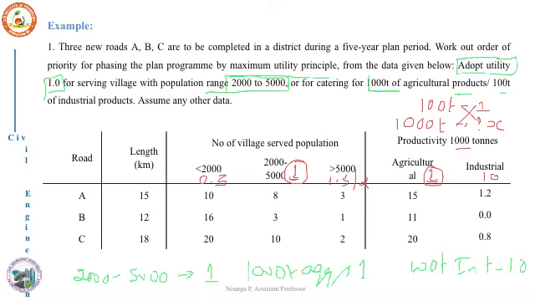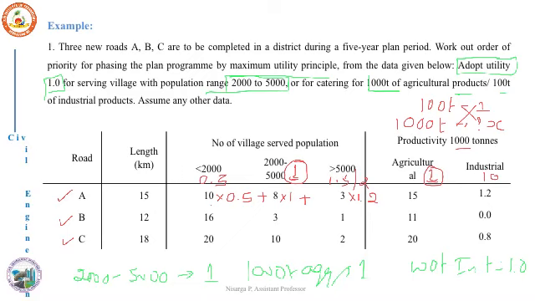Now next, we have to find out the total utility. Calculate the total utility for road A, road B, road C separately. Calculating the total utility is very simple. We have the number of villages is 10, and utility value for this particular range is 0.5, plus 8. Number of villages within this range is 8. Utility value is 1, plus 3 into utility value 1.2.